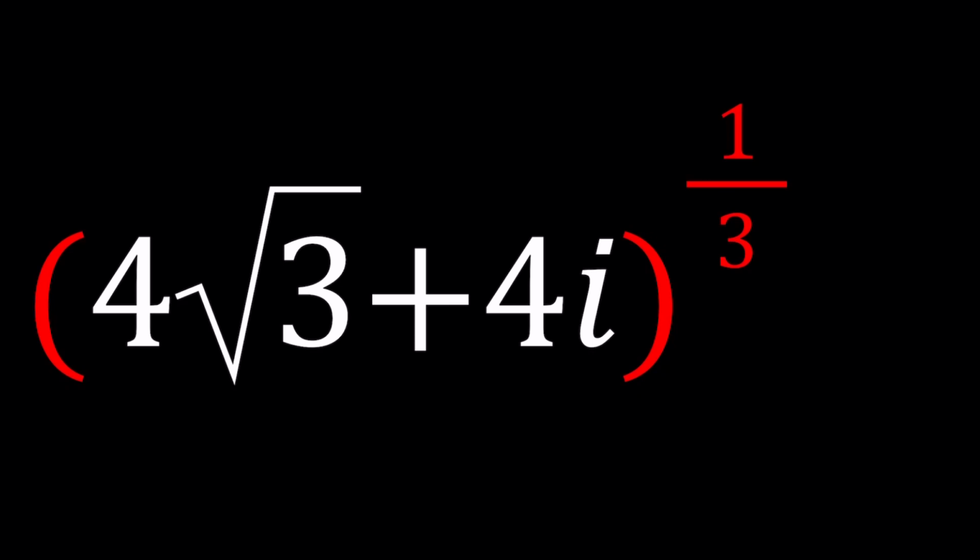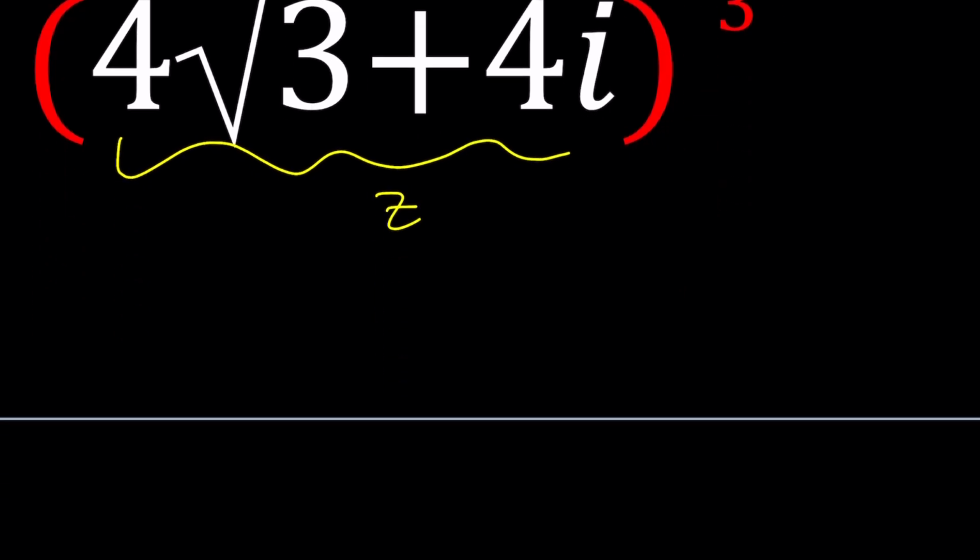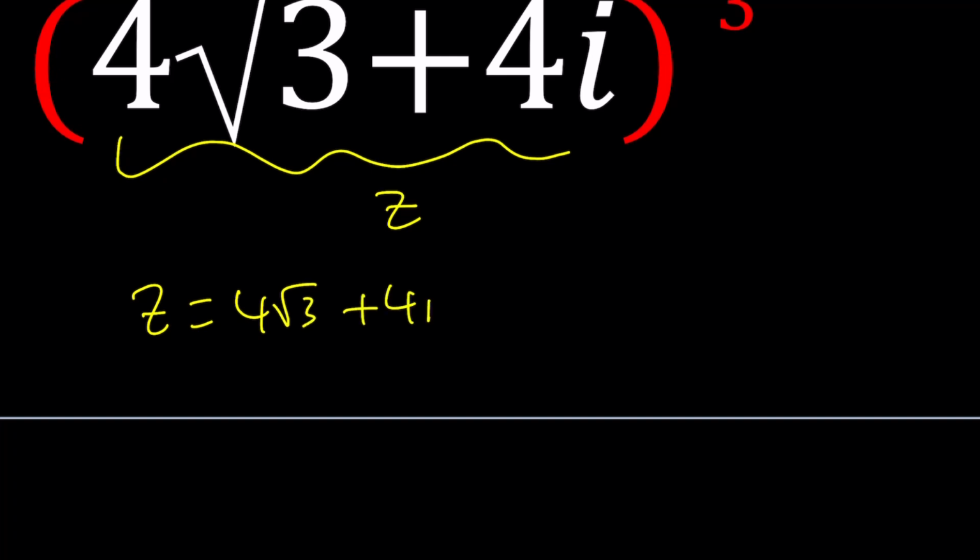So we have 4 times the square root of 3 plus 4i, and we're going to be finding the cube roots of this number. So let's go ahead and start by calling this number z. So z is our complex number, 4 root 3 plus 4i. We're going to start by writing this in polar form using Euler's formula, and then we're going to go ahead and cube root it. At the end, I'm going to show you a graph.